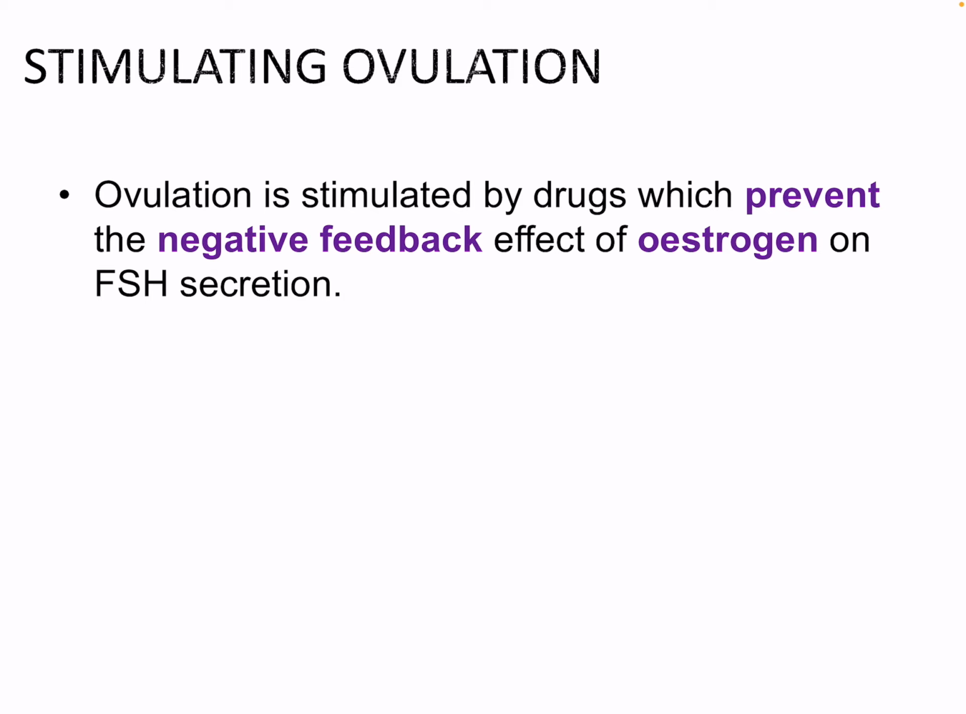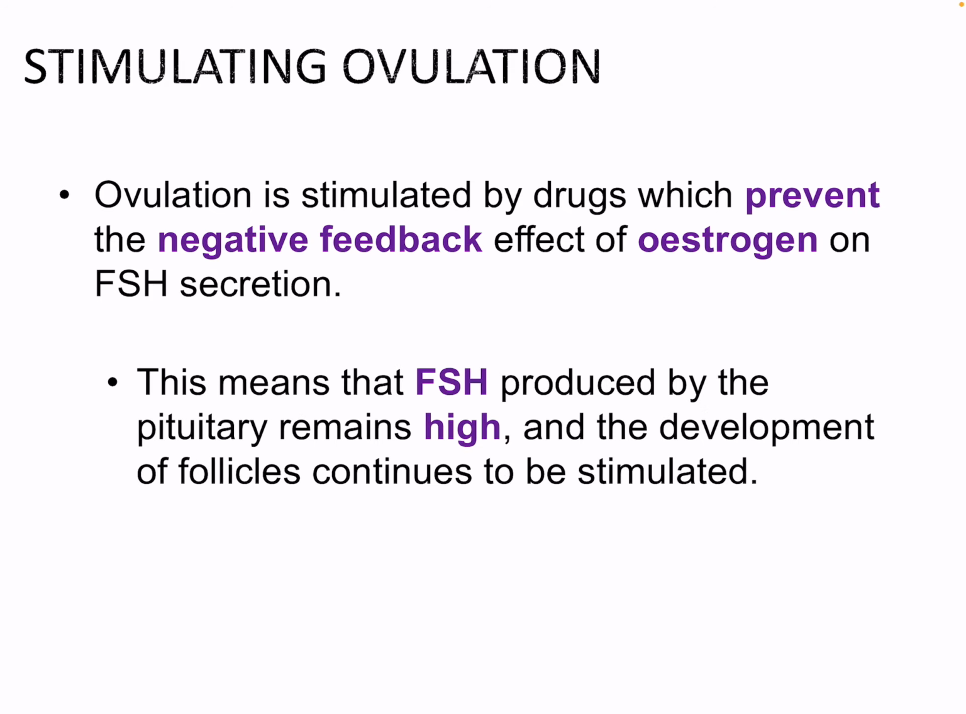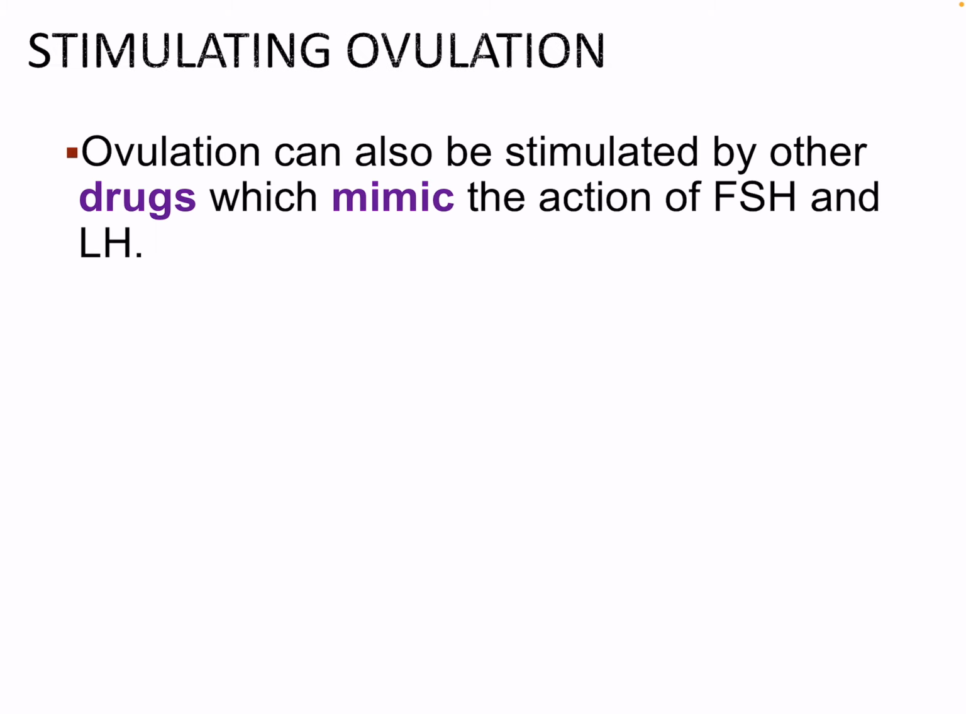If you give a woman drugs that prevent the secretion of estrogen, that means that levels of FSH produced by the pituitary will remain high, and that will stimulate the development of multiple follicles within the ovary. You can also give drugs to mimic the action of FSH and LH and bring about ovulation that way.